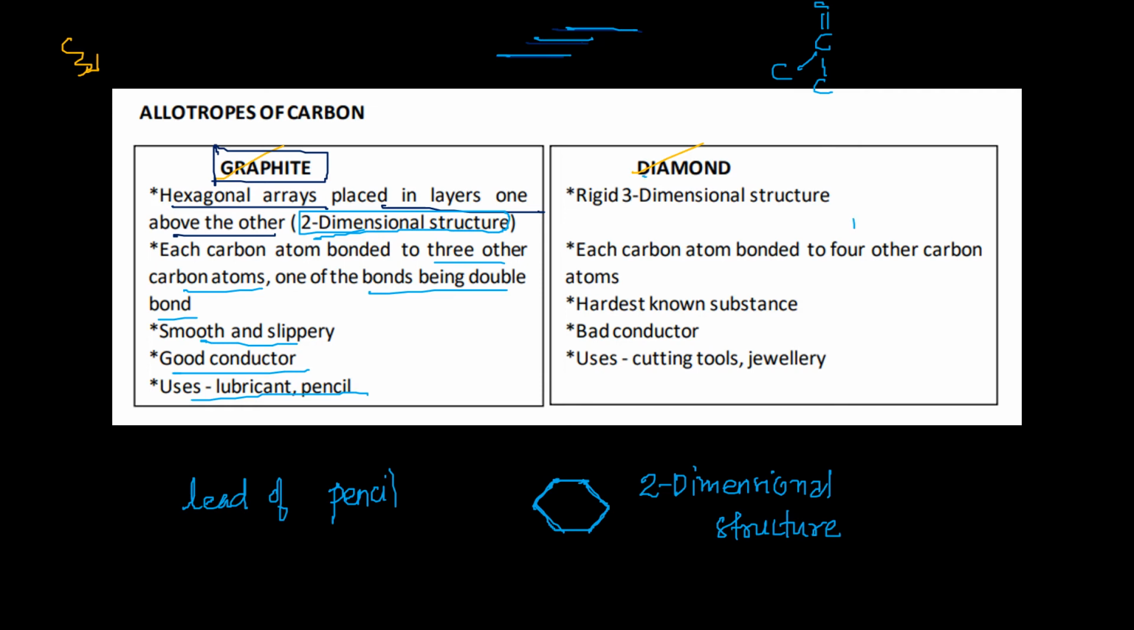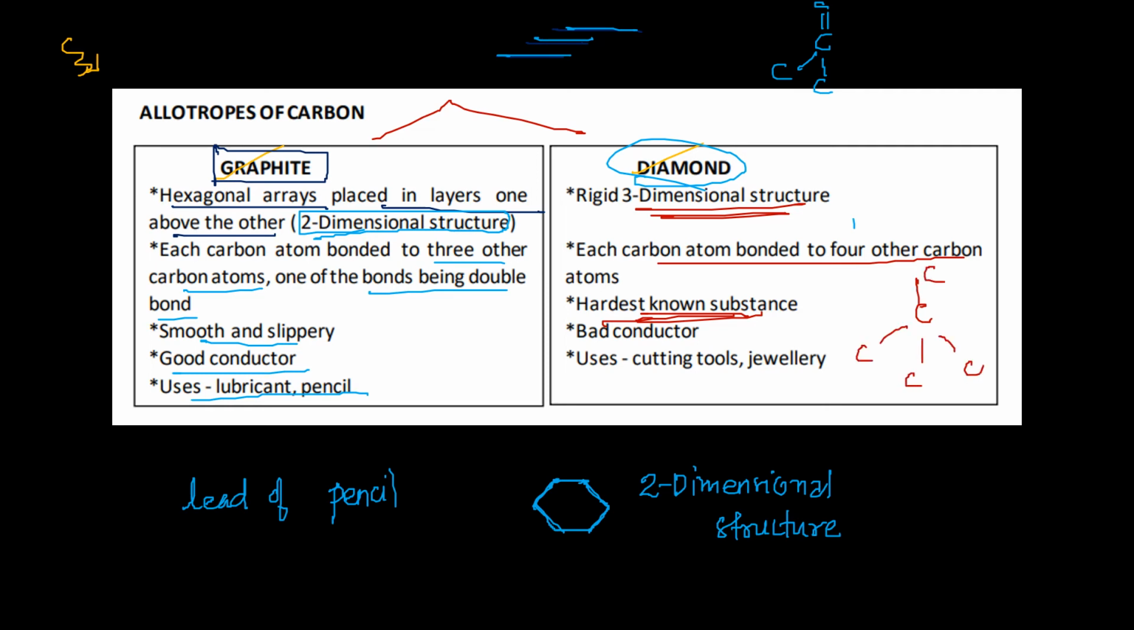Coming to diamond. Diamond is a little bit different from graphite, though both are allotropes of carbon. Diamond is a three-dimensional structure. Diamond is the hardest known substance in nature. Each carbon atom is bonded to four other carbon atoms. There is no double bond, only single bonds. There is no free electron, so conductivity is not possible in diamond. It is used in jewelry, and because it is very hard, it is used for cutting tools.